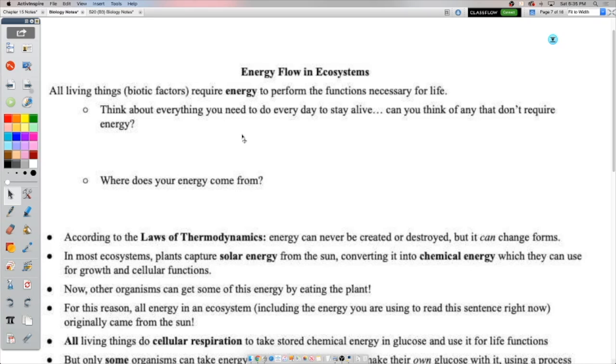Okay, so all living things require energy to perform the functions necessary for life, right? Think about everything you need to do to stay alive. Well, you need to eat, but you can't eat without lifting the food to your mouth. That takes energy, right? Especially if you were actually having to hunt for your food. But even more than that, just breathing, right? That takes energy. It's movement, it's the motion of your lungs. That is energy being used up. It uses energy to breathe, right?